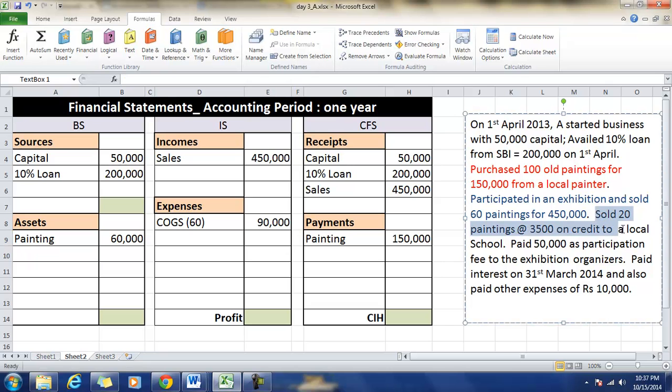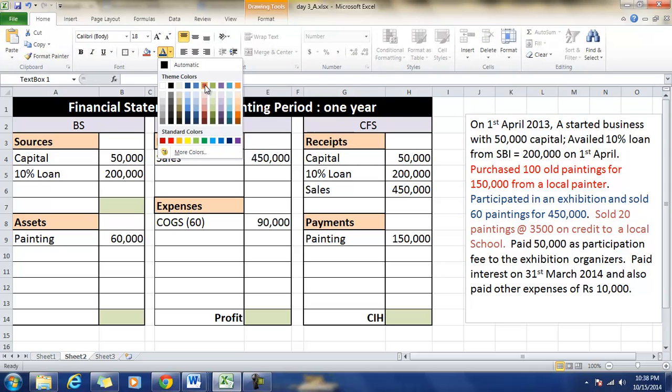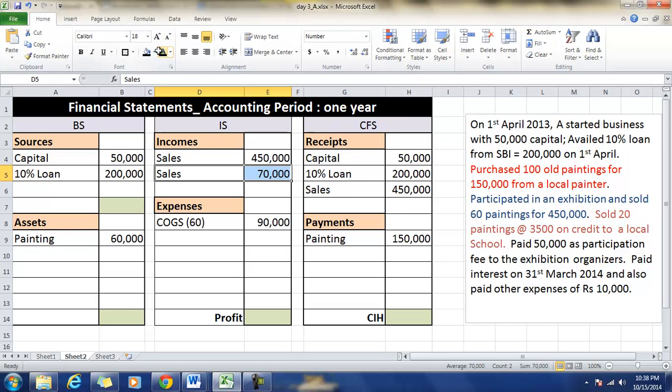Once again we sold 20 more paintings to a local school at the rate of 3,500. So there is a sale of 3,500 into 20, but here we have not sold for cash, so there is no cash flow, but there will be the creation of an asset, and the school is an asset here because you are going to collect money from the school. So it is also called a debtor or receivable.